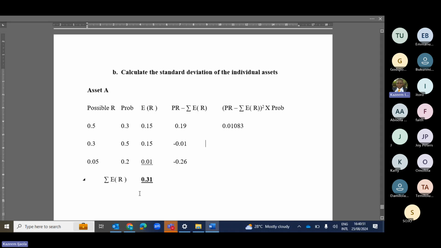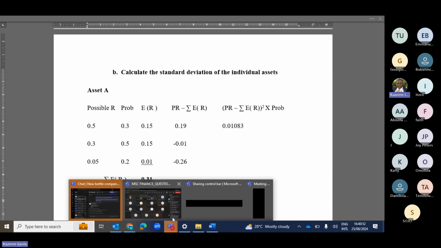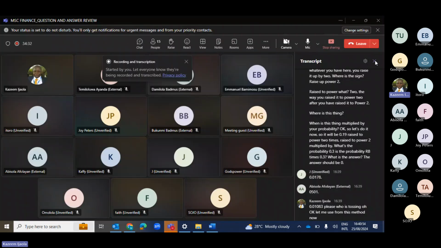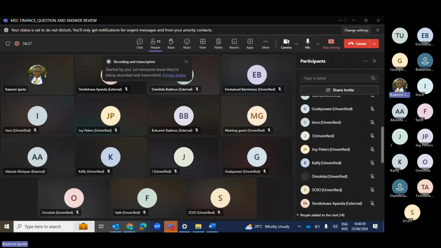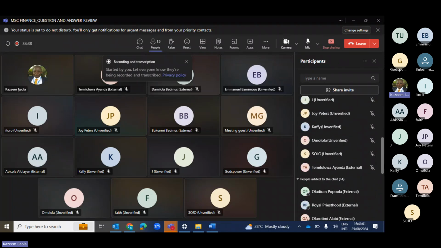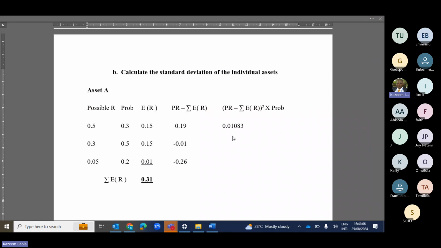Okay, let me use Fumi's method now. I'm going to call anybody to do this math for me randomly. Omolola, can you give me the calculation for the second variable? Please unmute and give me the answer. If you don't have a calculator, just tell me what to do and I will be doing it for you.